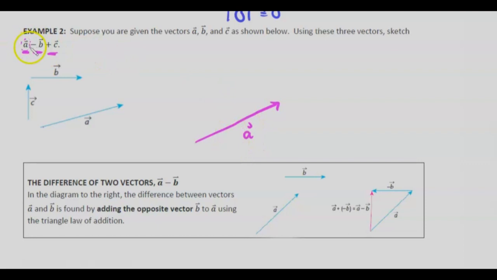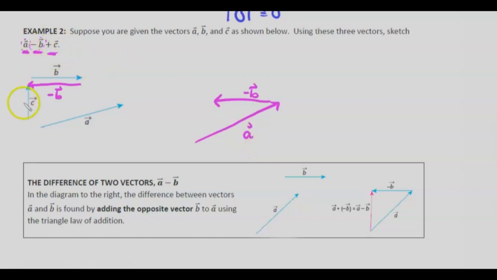Now we have minus B. So we can do one of two things. We can go tail to tail, but I don't want to do that. I want to do the opposite direction of B. So I want to do negative B. Okay, so that's A. And then B is not as long because the magnitude is a little bit shorter. So this is going to be negative B.